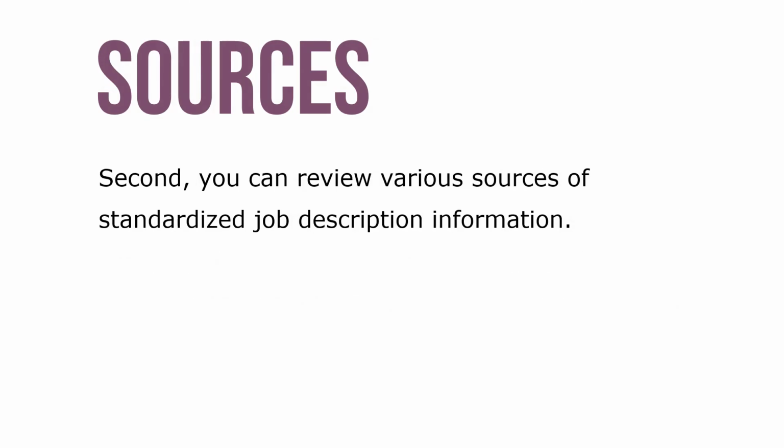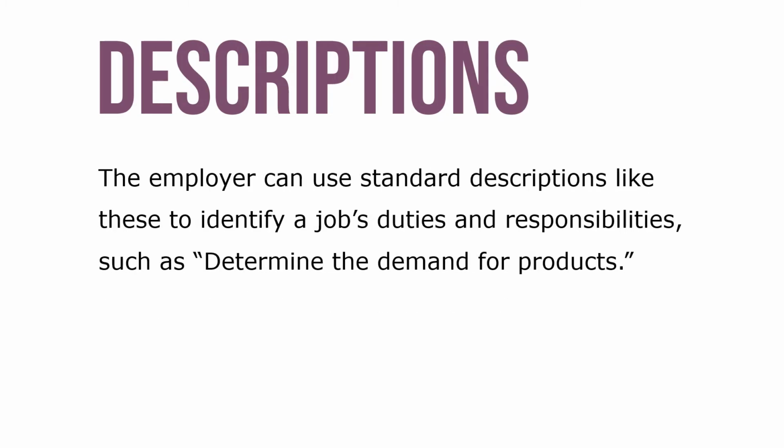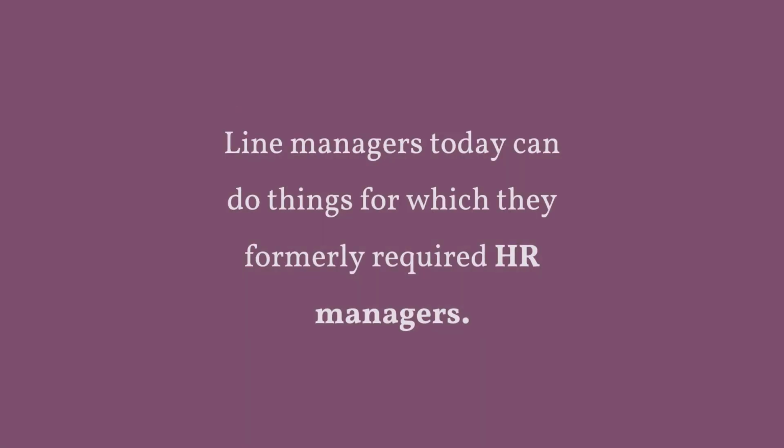Second, you can review various sources of standardized job description information. The U.S. government's standard occupational classification classifies all workers into one of 23 major groups of jobs, such as management occupations and healthcare occupations. The employer can use standardized descriptions like these to identify a job duty and responsibility, such as determine the demand for products. Another simple solution is to just Google the job description you want by seeing what others are doing online. Line managers today can do things for which they formerly required HR managers' assistance.